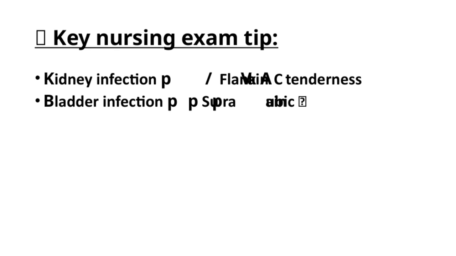Now, these distinctions are important because they help guide your assessment and management. Remember, during your exam, always compare these signs and symptoms to your overall clinical picture. Recognizing where the pain is localized can help you differentiate between a bladder and a kidney infection. So keep these key points in mind. Flank pain and CVA tenderness point to kidney involvement, while suprapubic pain suggests a bladder infection. This understanding is essential not just for passing your exam, but for providing effective patient care.